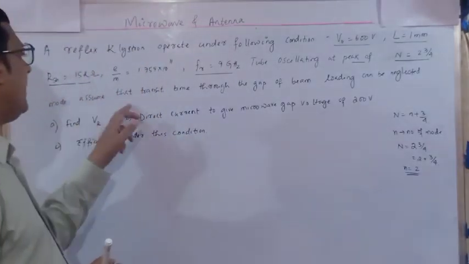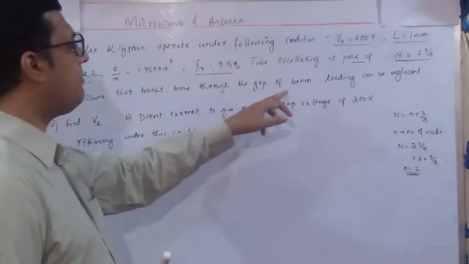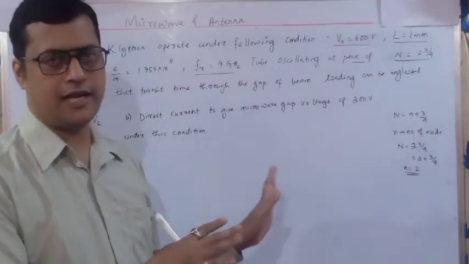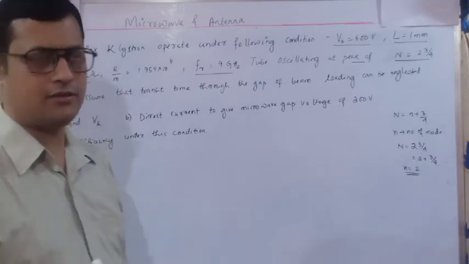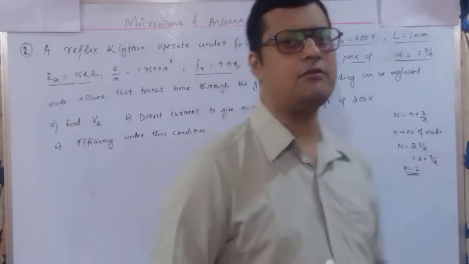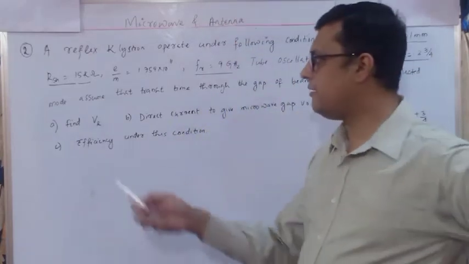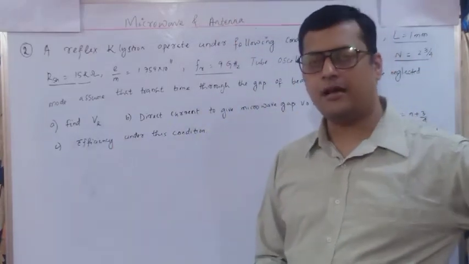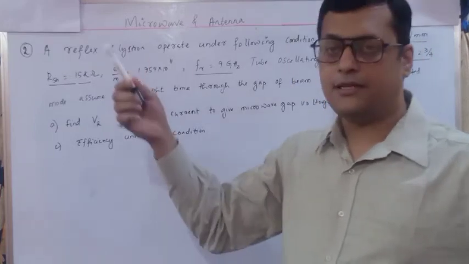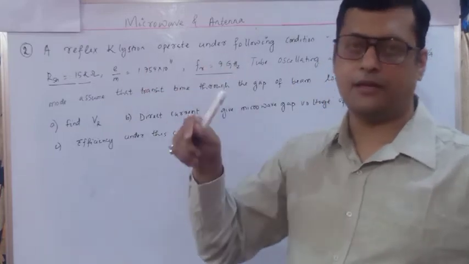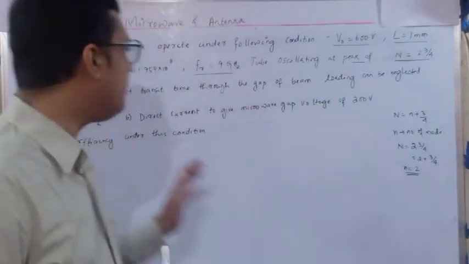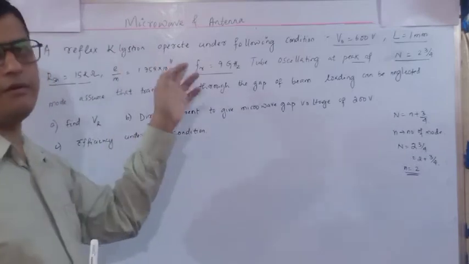Mode. Assume that the transit time through the gap of a beam loading can be neglected. So transit time is neglected for the time being for this particular case. Now here, what are the parameters we are going to determine? First, find VR. VR means it is a repeller voltage. That negative potential we provide to the repeller, which will repel back the electron to the cavity gap, we have to identify with the help of the above conditions.